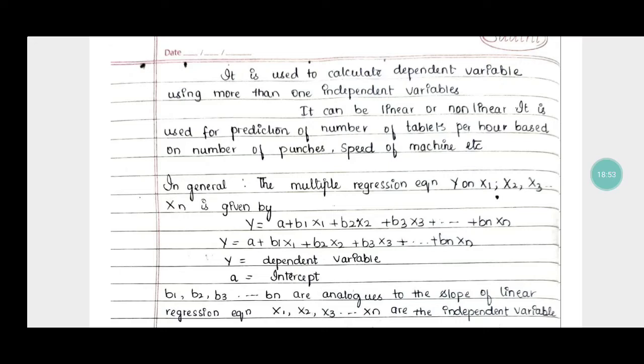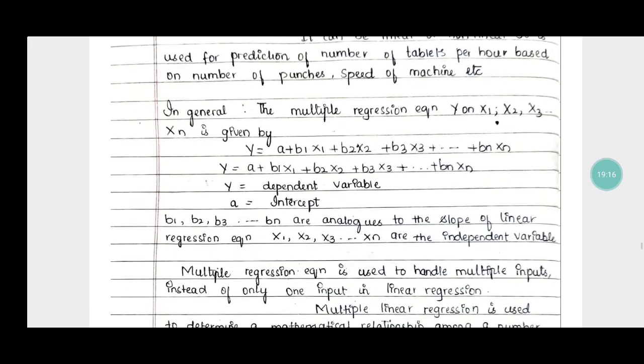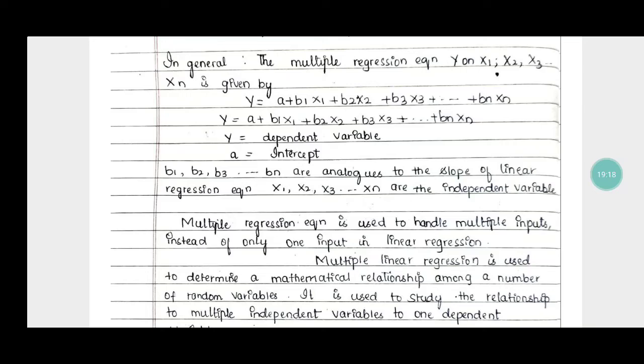The multiple regression equation of y on x1, x2, x3 till xn is given by y equals a plus b1 x1 plus b2 x2 plus b3 x3 till bn xn. Here y is the dependent variable, a is the intercept, and b1, b2 and b3 are the regression coefficients. The multiple regression equation is used to handle multiple inputs instead of only one input as in linear regression.